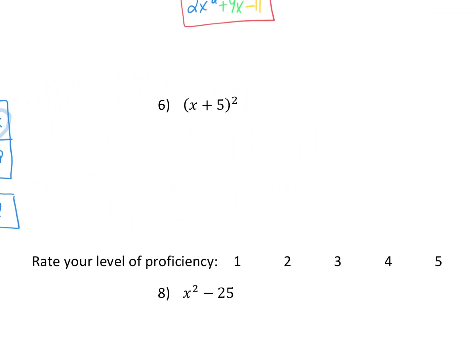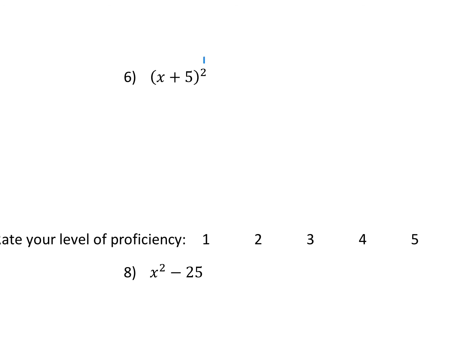We're going to use a similar approach when it comes to number 6. But when we have a squared, that means that we actually have two of them. So I need to rewrite this as x plus 5 times x plus 5. And then I can choose one of the two methods we used in problem number 5. So I'm going to use distribution.